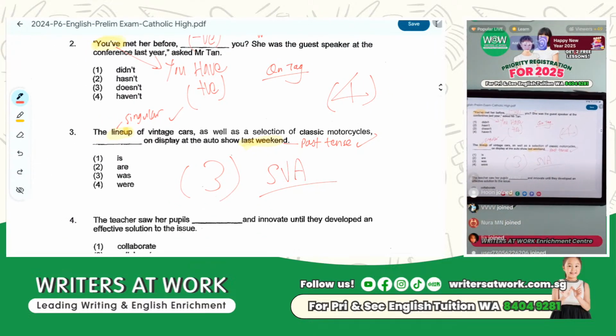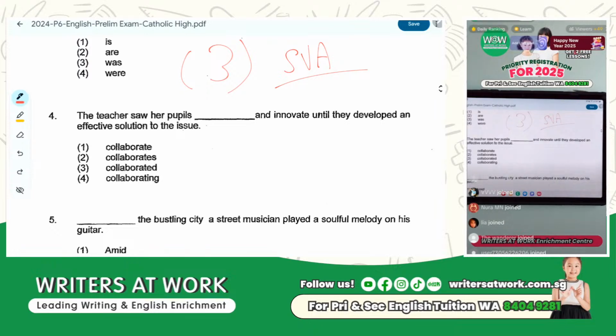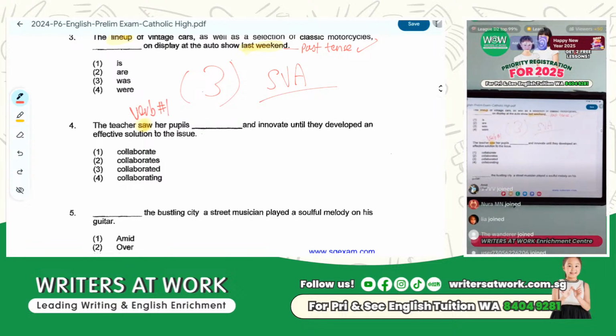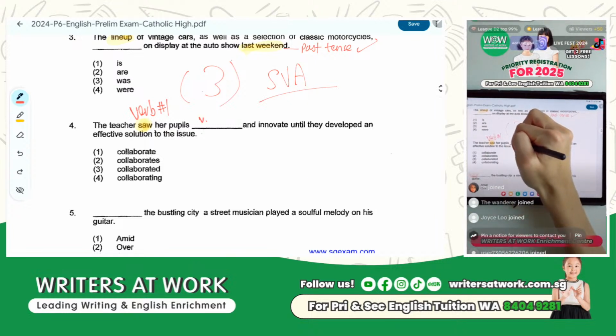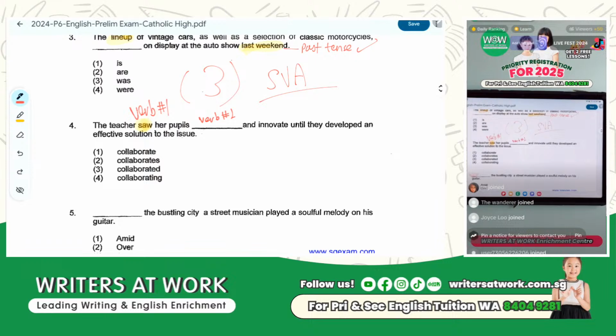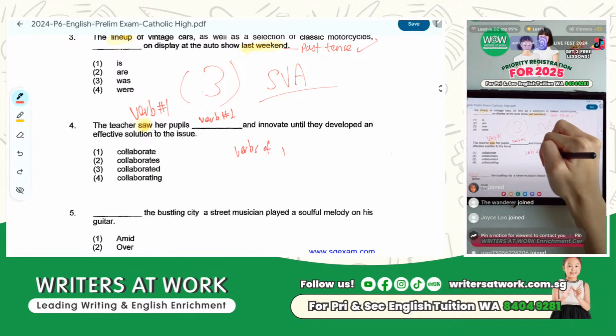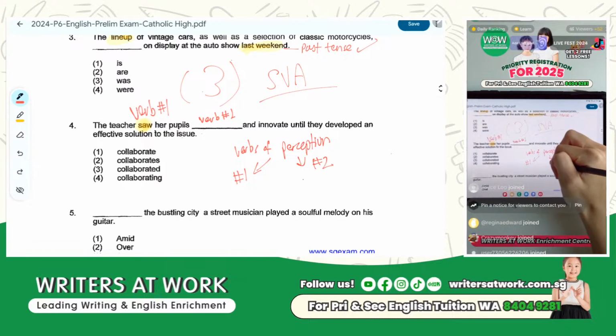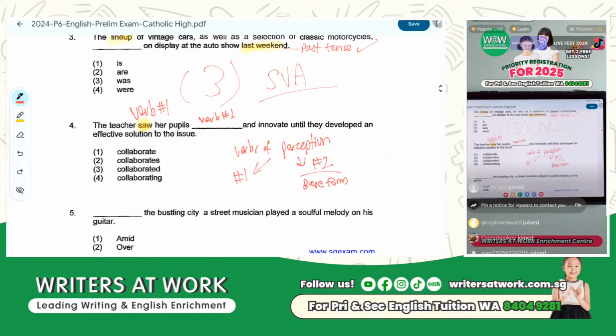Okay, moving on. Let's take a look at question 4. The teacher saw her pupils dash and innovate until they developed an effective solution for the issue. So first thing we observe is saw. This is verb 1. Next, we can see this underlined part is verb 2. Okay, as such, we can apply the verbs of perception rule, which means that when I have two verbs, the second verb needs to be in the base form. Now, what is the base form? Base form means present tense and plural, which means my answer is only number 1.